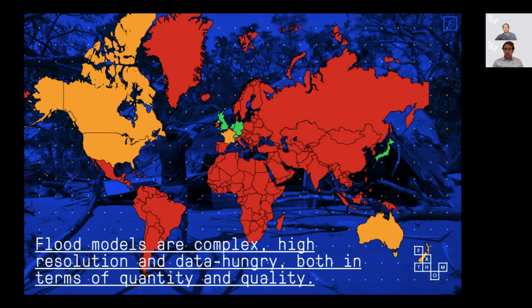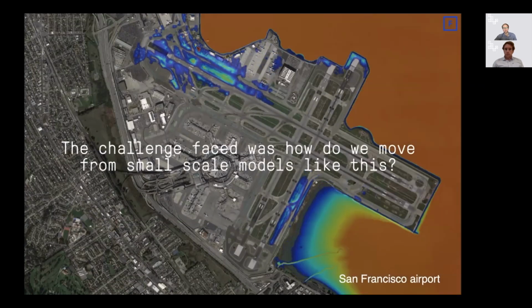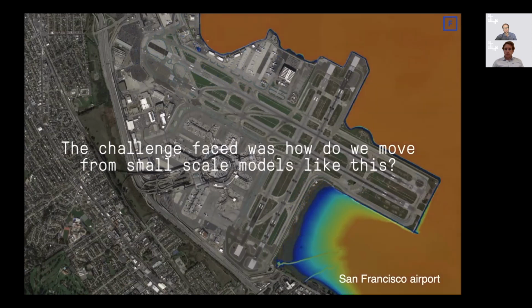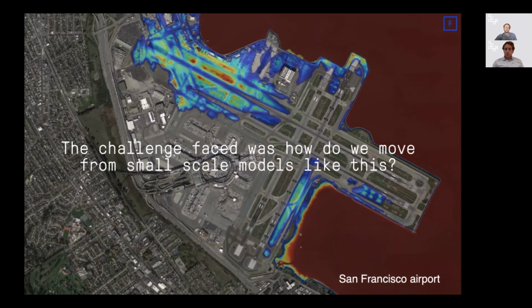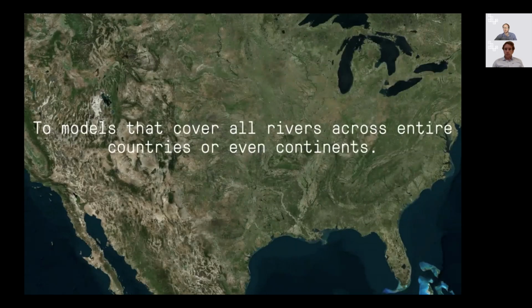And the reason for this is simple. Flood hazard can change very significantly over small spatial scales. And this means that flood models have to be run at very high resolutions. This makes them very data hungry, both in terms of the quantity of data that's required, but also the quality of data that's required. The resulting research challenge was, how do we move from local scale models, such as this model here of San Francisco Airport, the types of models that engineers were familiar with at the time, out to the continental scale?